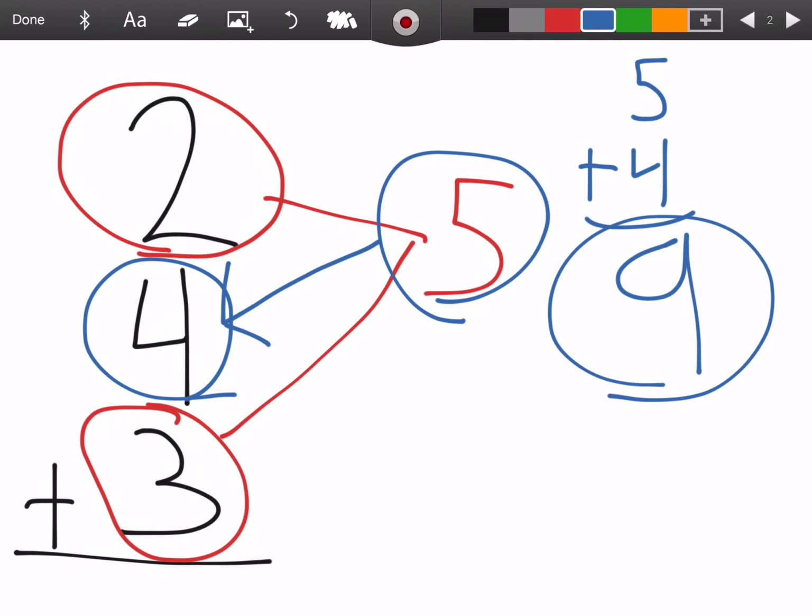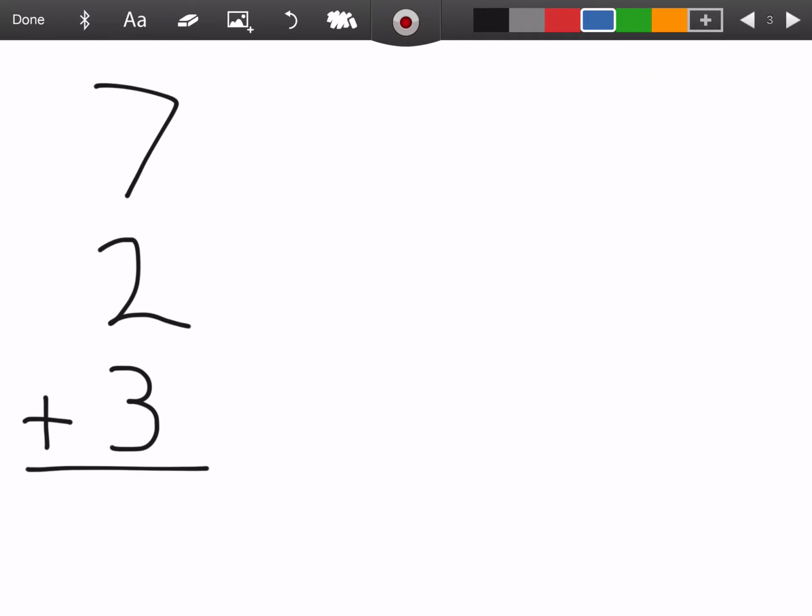Kind of sloppy when you look at it now, but hopefully that made sense. Let's look at another one. Here we have 7 plus 2 plus 3. So some of us might see, oh, they're the small numbers. Let's add those small numbers, 2 and 3. Actually, I want to do something different because I see something else.